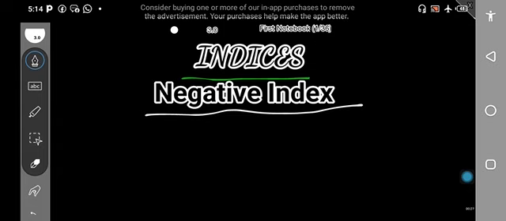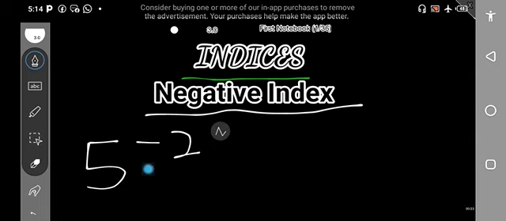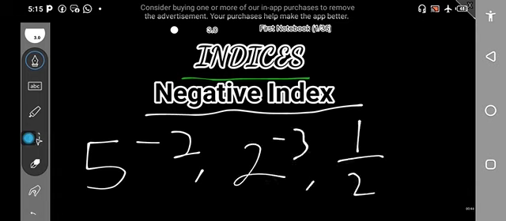For example, if we have 5 raised to power minus 2, now this is a negative index. Minus 2 is the index and it is negative, so we have a negative index. Another example is 2 raised to power minus 3. Another example is 1 over 2 all raised to the power of minus 1. These are all negative indices, right?